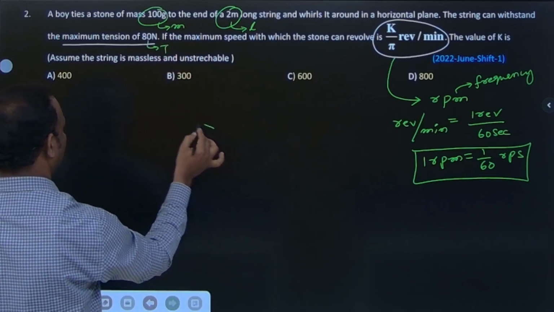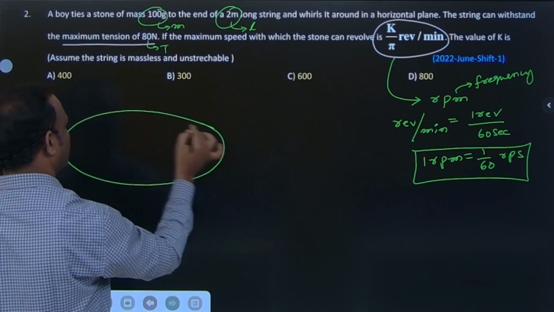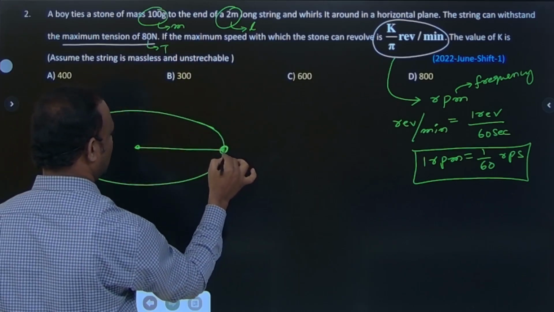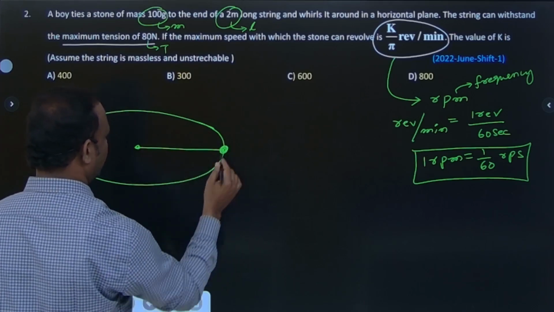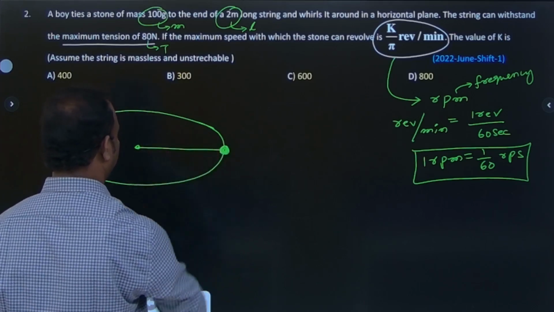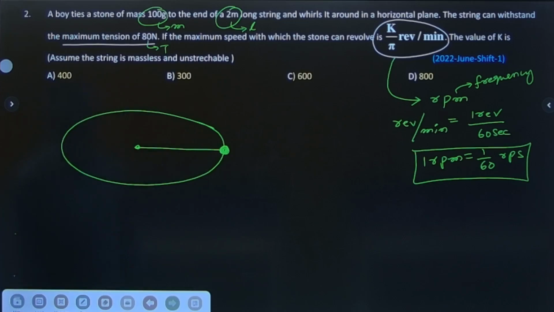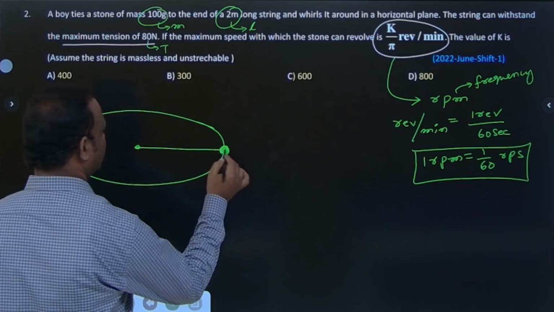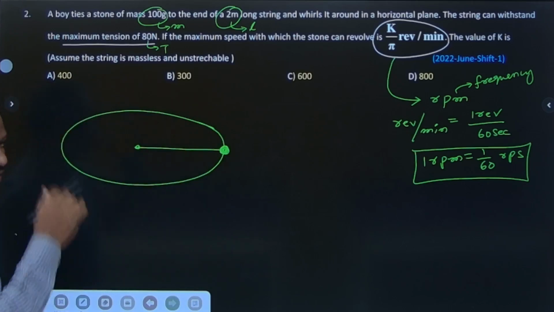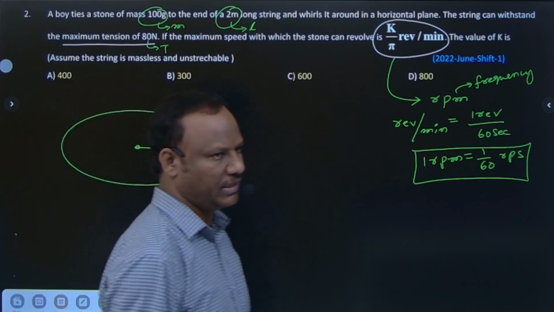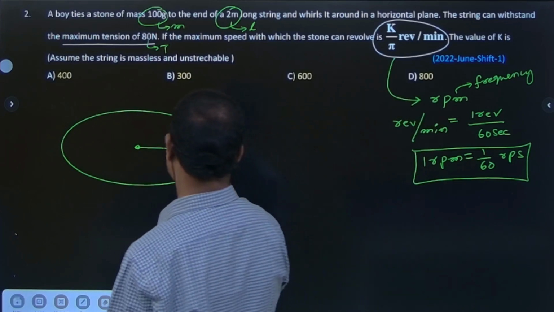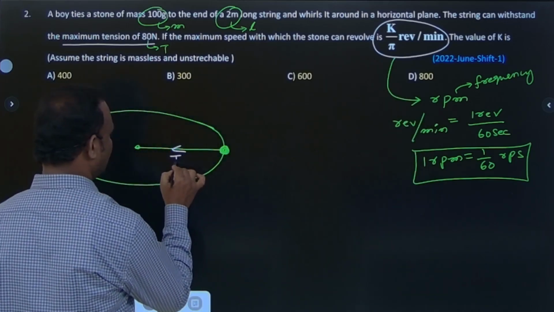It moves in a circular path. Here is the string, and here is the block of mass M. Next, when the particle is moving in a circular path, which force comes into play? Central force comes into play. The central force is balanced by the tensional force, which is T.